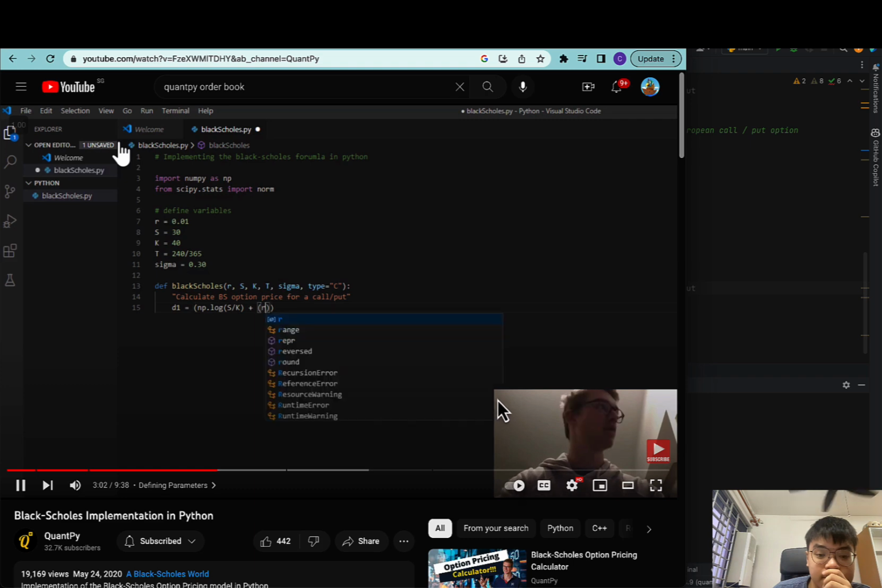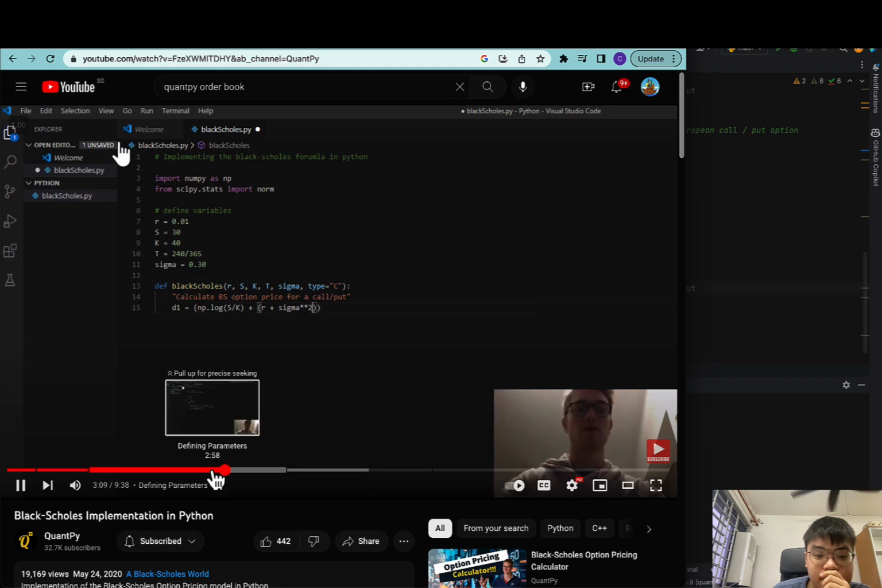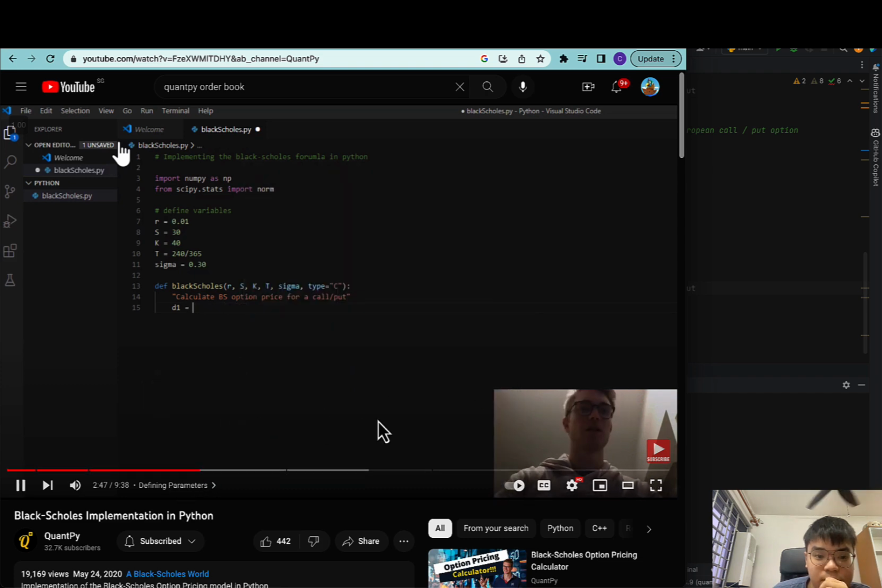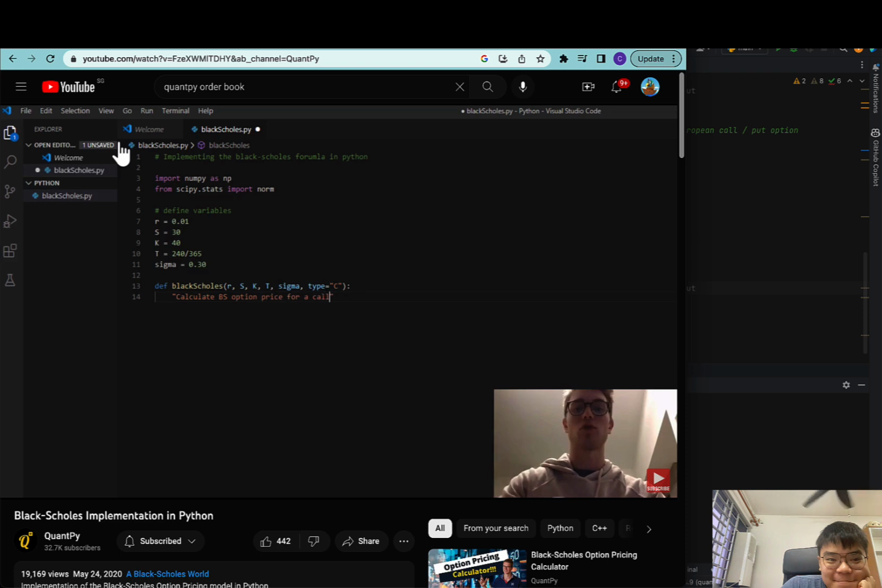plus the interest rate plus sigma squared. So Scholes. I'm not too sure what D1 means here, so I'm trying to recap that. Option price for a call or put.